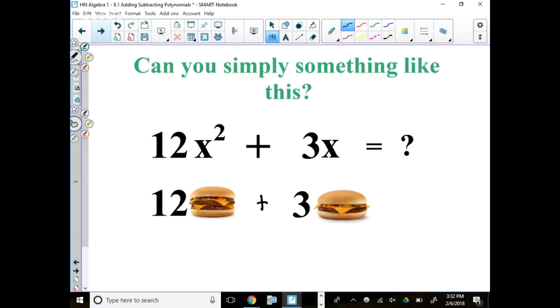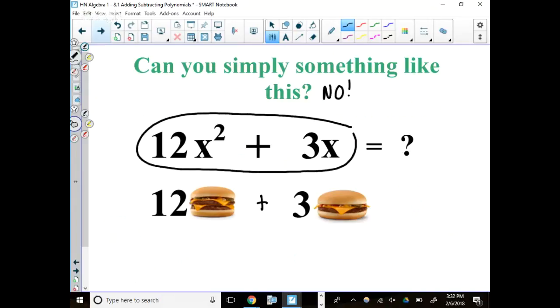So in this case, this answer is a no. You can't simplify it. It needs to stay like this because these are not like terms. Remember, we've done that before. Since these are different variables, these are not the same. You cannot add them together. Okay?